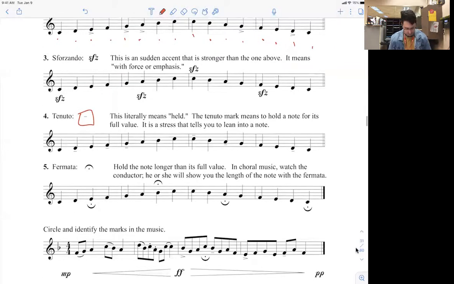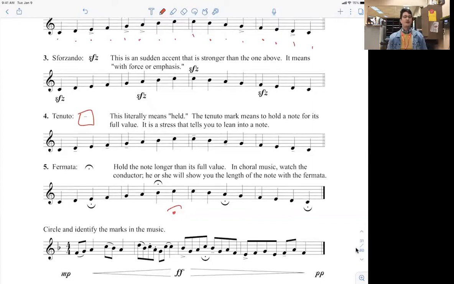Fermata means that you hold the note longer than its original value. It kind of looks like an eyeball with an eyebrow above it. In choral music, that means that you need to watch the conductor, and he or she or they will show you the length of the note within that fermata. So if I were to do number 5, I can hold out that fermata as long as I want. Typically, you hold it out at least 1.5 times its original value.